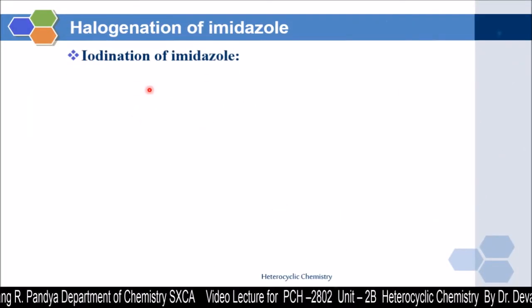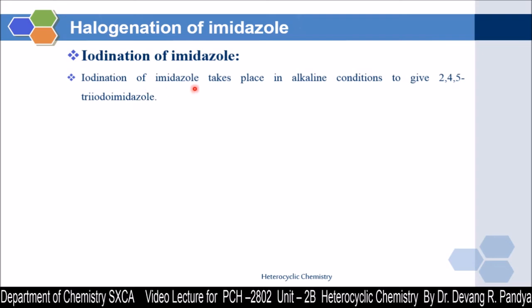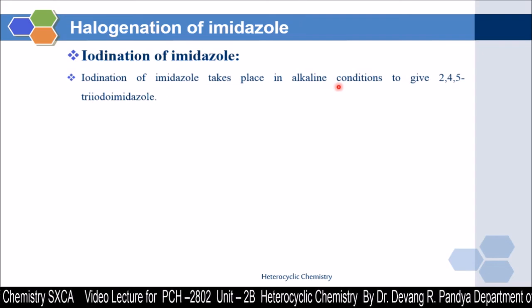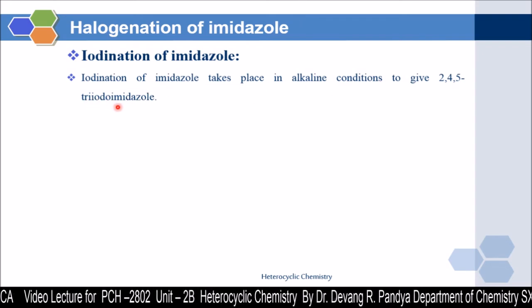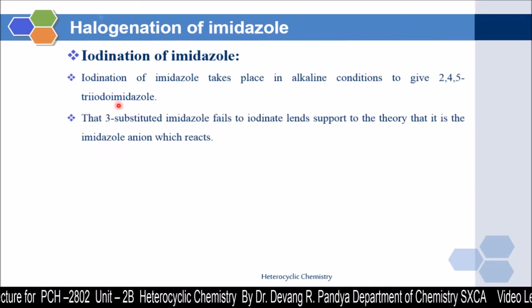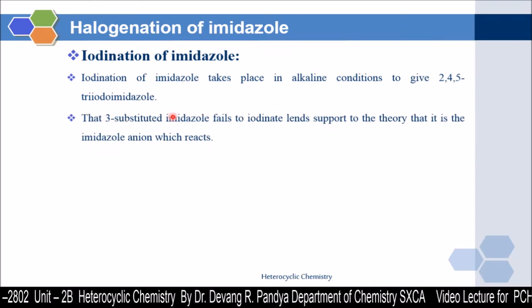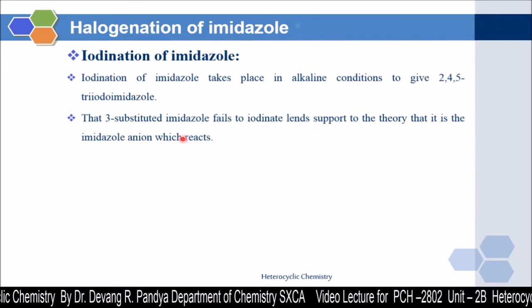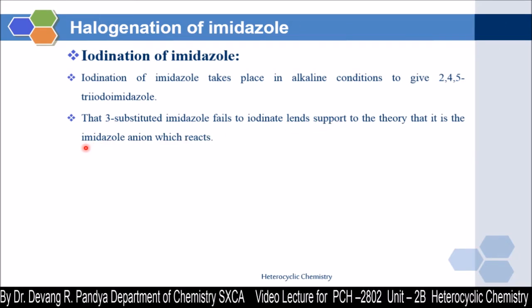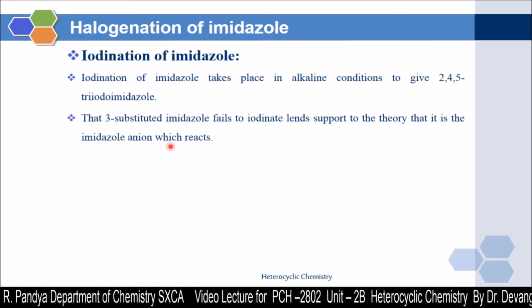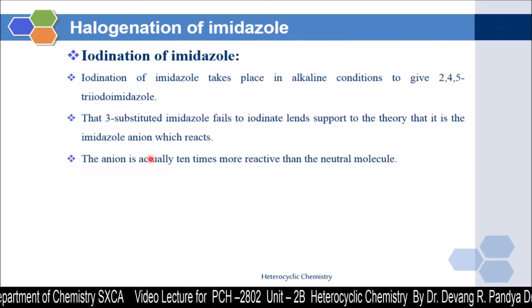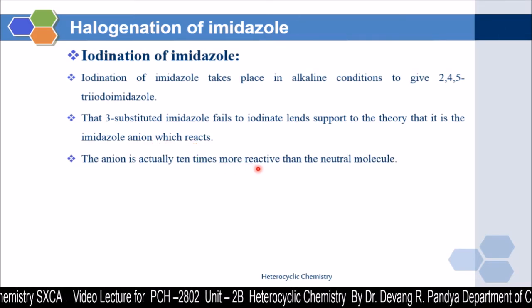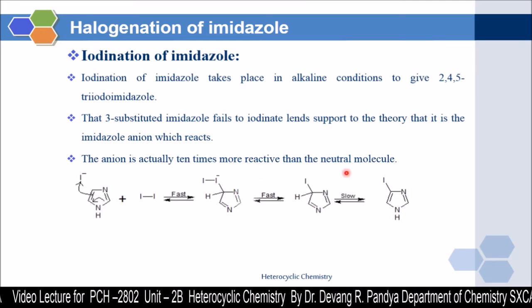Iodination of imidazole. Iodination of imidazole takes place in alkaline condition to give 2,4,5 triiodoimidazole. That 3 substituted imidazole fails to iodinate lends support to the theory that it is the imidazole anion which reacts. The anion is actually 10 times more reactive compared to neutral molecule.